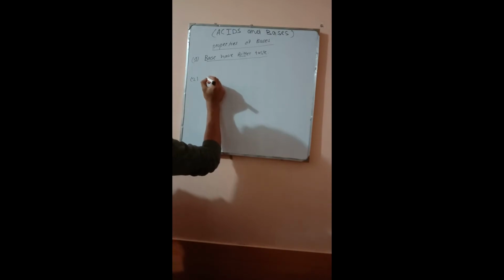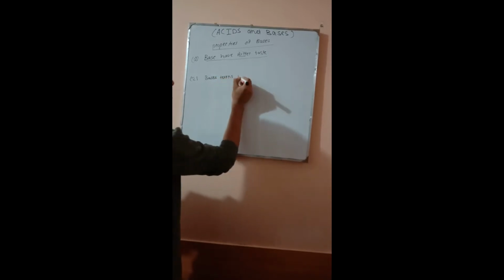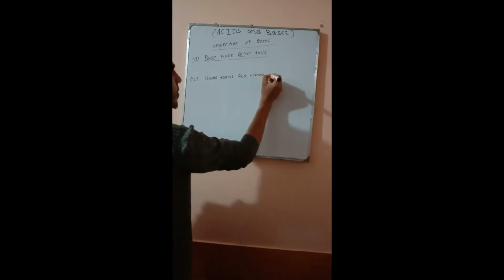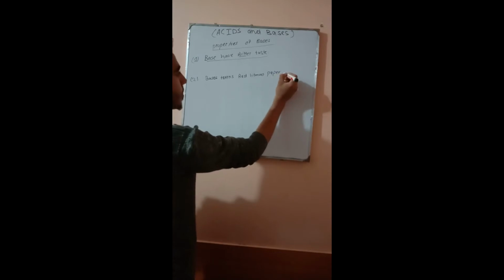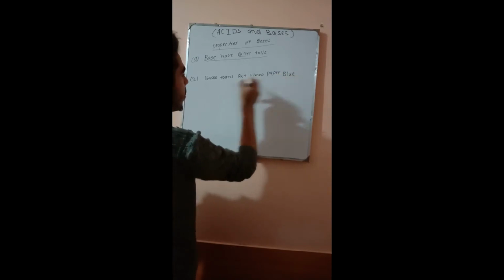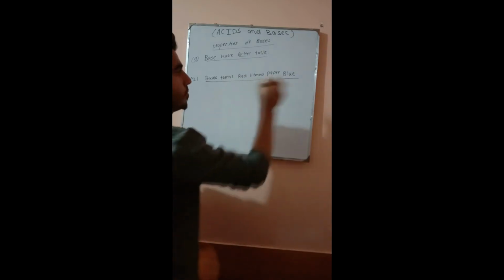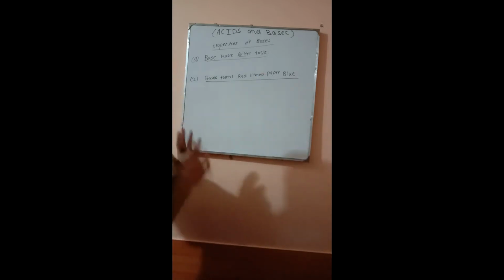bases turn red litmus paper blue. Okay, bases turn red litmus paper blue means when red litmus paper comes in contact or is mixed with bases, it changes the color of the litmus paper from red to blue.